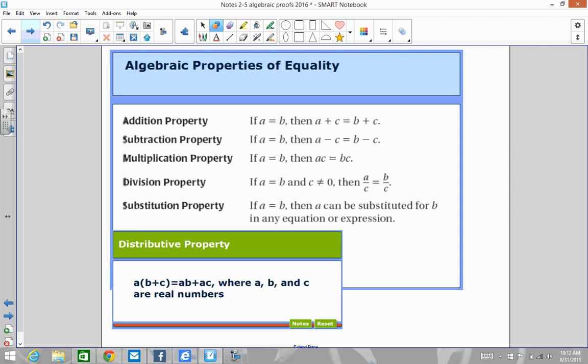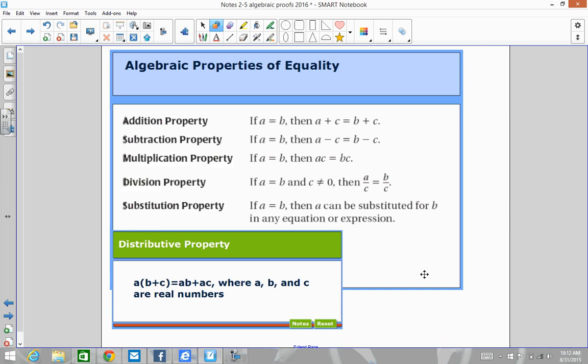So if you want to pause your video and highlight all of these properties, you will find these in the back of your packet. And if you want to, you can take that page out of your packet so you can use these to refer to. These are algebraic properties. And so we have the addition, subtraction, multiplication, division, substitution property, and distributive property. There are other properties, but these are the first set of algebraic properties.